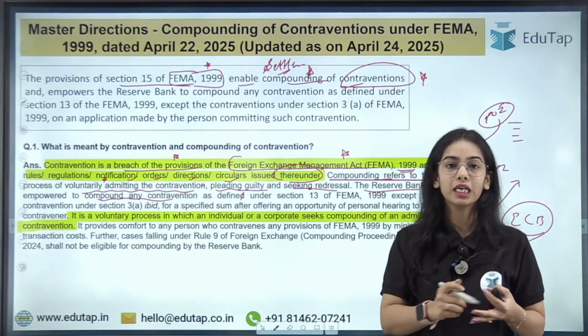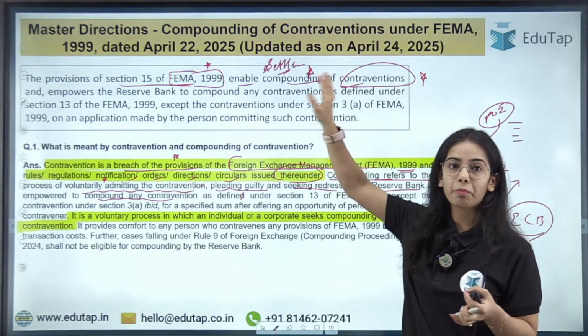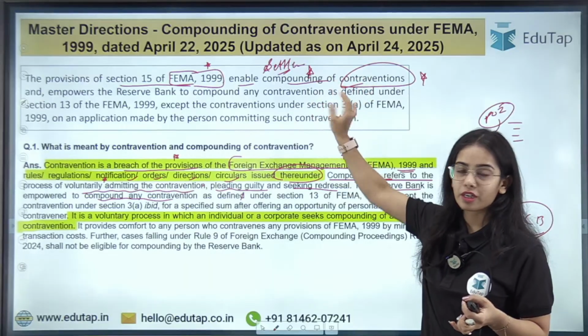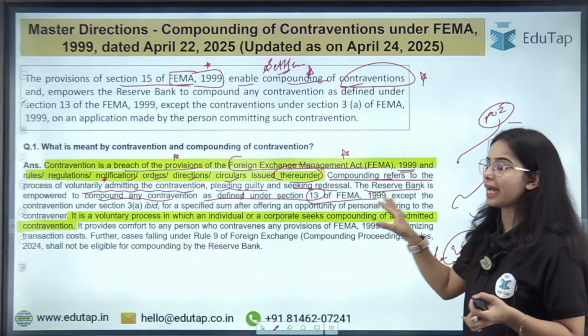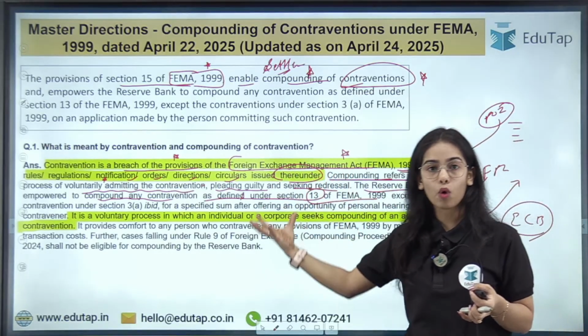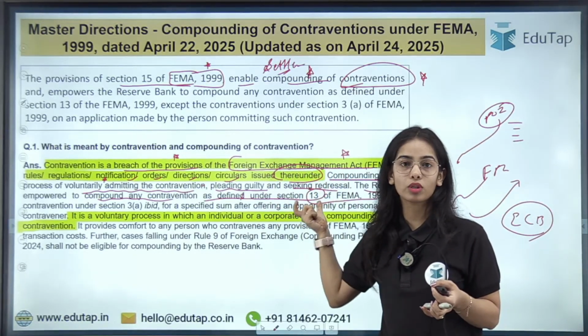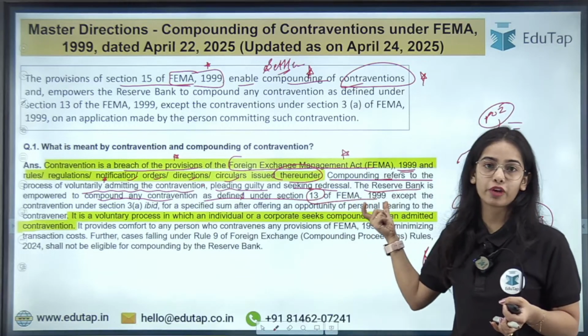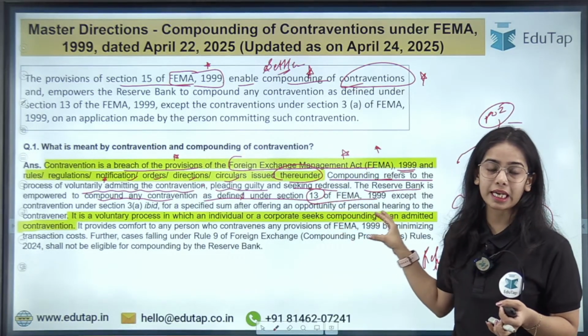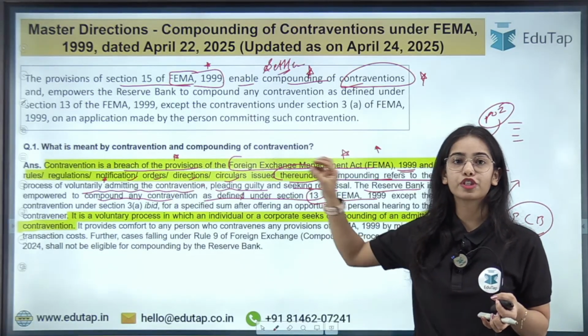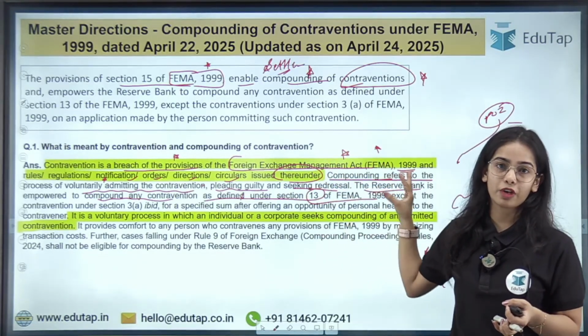The Reserve Bank of India is empowered to compound or to settle any contravention that is defined under section 13 of the FEMA 1999. So that is all the details or all the points in the section 13 of FEMA 1999. So basically we will discuss the section 13 of FEMA 1999. It is basically related to the provisions and the rules and regulations under the FEMA 1999.